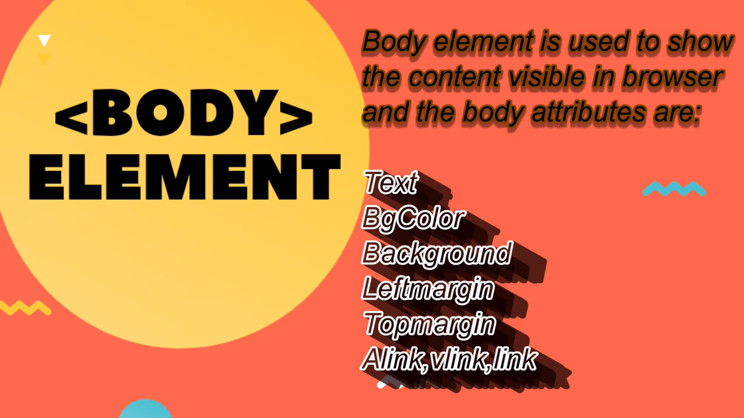We can also give colors to hyperlinks, as well as visited links and active links, with the help of the body tag. We will learn about hyperlinks when we cover the anchor tag. So for now we are just going to learn these body tag attributes: text, background, left margin, top margin and the background color.